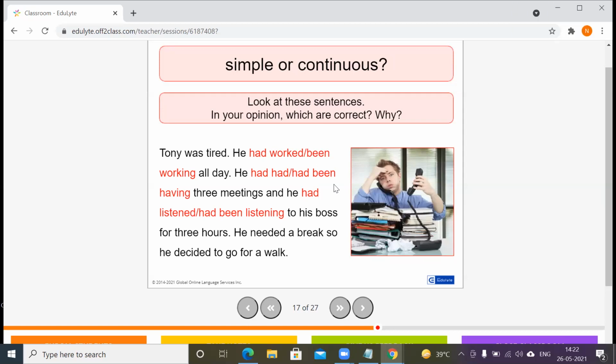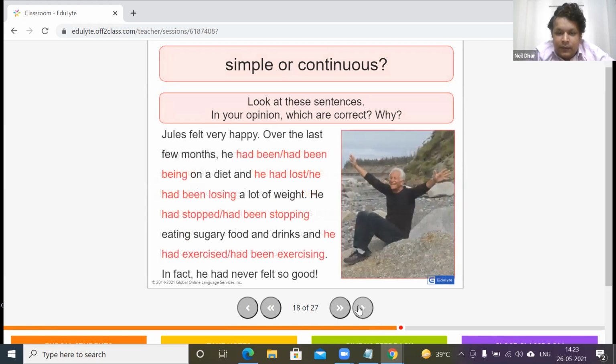He had been having, or see, in this case, meetings, right? Now we don't know the duration of the meetings, so we can say he had 3 meetings, and he had been listening to his boss for 3 hours. In the first instance, when we talk about the meetings, we don't know the duration of the meeting, right? So we'll use the simple form. He had 3 meetings and he had been listening to his boss for 3 hours. What happened in all those meetings? His boss had been speaking. He needed a break, so he decided to go for a walk. Okay. Next one.